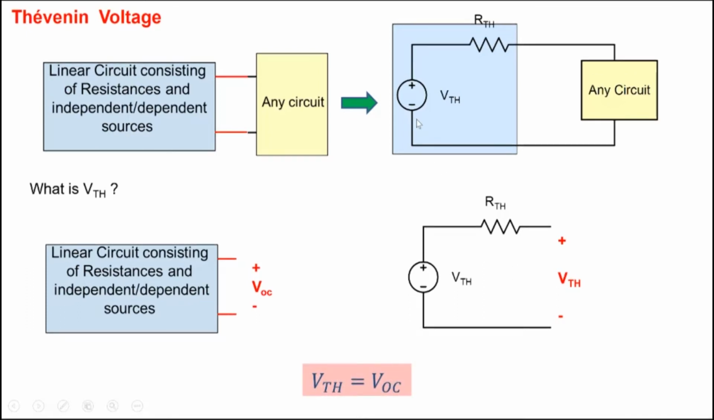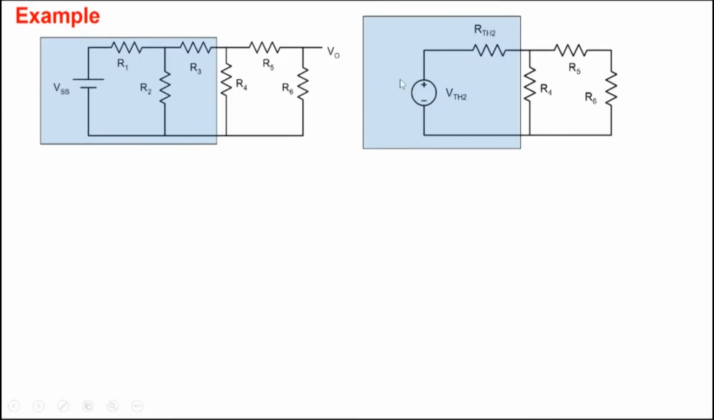So how do we determine the Thevenin's voltage? What we do is we disconnect the part of the circuit whose Thevenin's equivalent we want to build. So we open circuit these terminals here and we determine this open circuit voltage here. And this open circuit voltage becomes our Thevenin's voltage. So that's our VTH. As an example, let's say we want to build a Thevenin's equivalent for this part of the circuit here. And the Thevenin's equivalent is VTH2, RTH2.